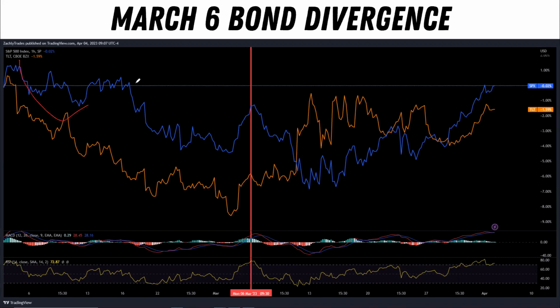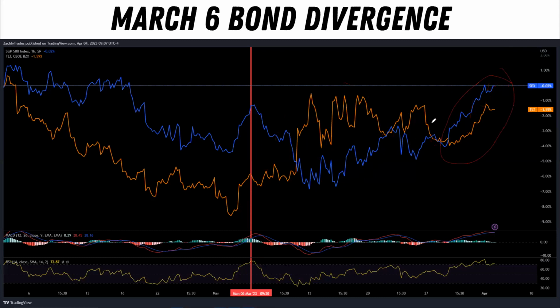And you can see heading into March 6th, they were both trading relatively the same. And then once March 6th came, the S&P was going down, TLT was going up, right? And then S&P is going up, TLT is going down. So there's been this divergence here. And over the past week or two, we can see that they're actually back aligned, all right, right around since March 27th, March 28th. They're starting to trade a little bit in line, okay, and starting to go back up.